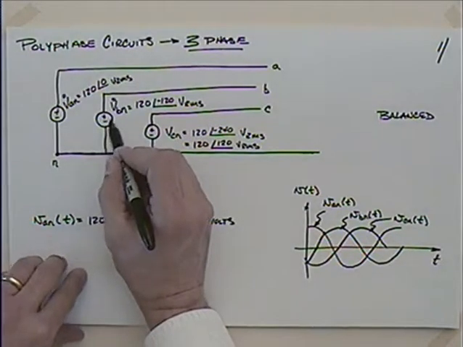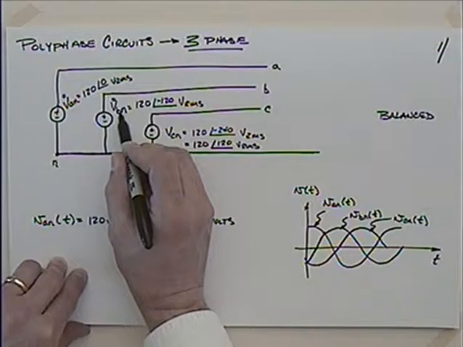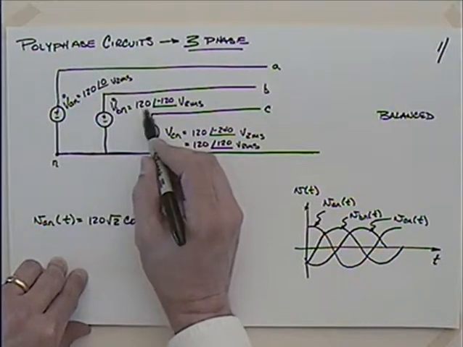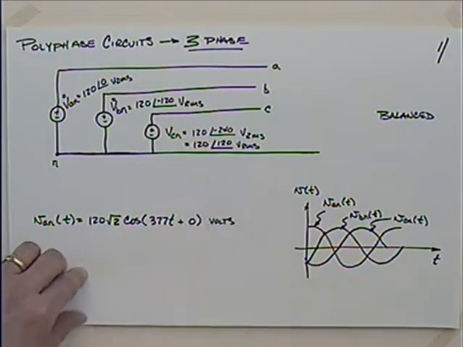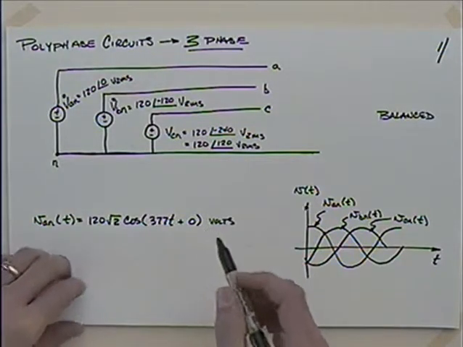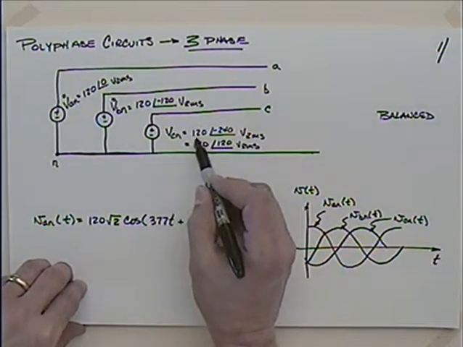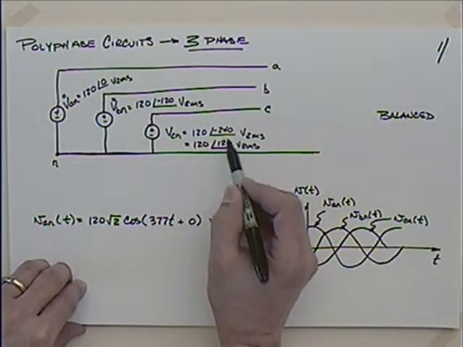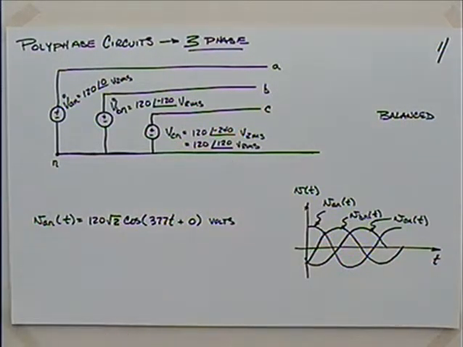Then I'm going to put this next source here, voltage B with respect to N, as 120 at minus 120, and we'll talk about whether that's plus or minus 120 on the angle there. And then finally, Vcn would be 120 at minus 240, or more often expressed as 120 at positive 120, which are of course the same thing.